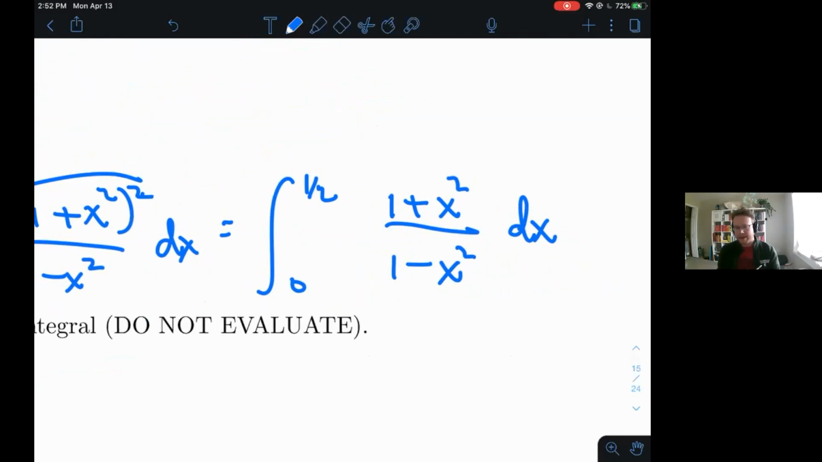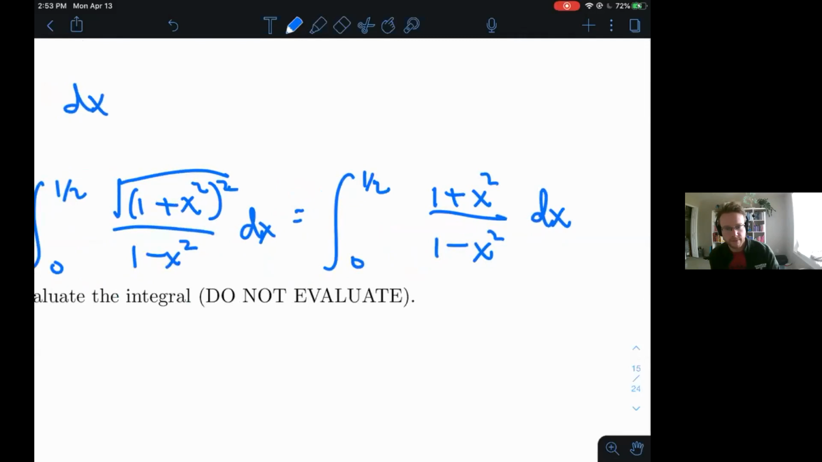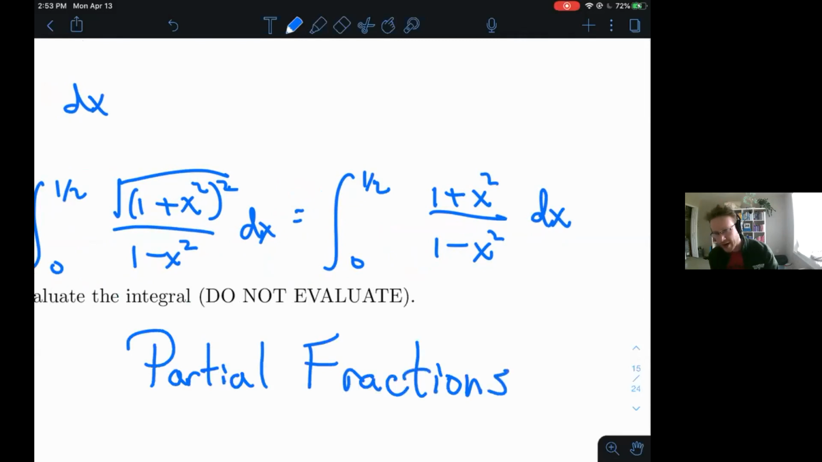But I remember, right, there's one that deals specifically with polynomials over polynomials. Which integration technique is used to take care of these rational functions, these polynomials over polynomials? Anyone remember from our chapter 7 days? Partial fractions. Partial fractions take care of polynomials over polynomials, aka rational functions. So partial fractions will be the answer to this.